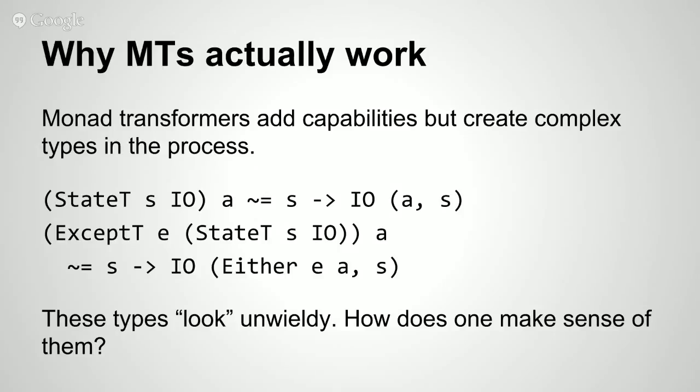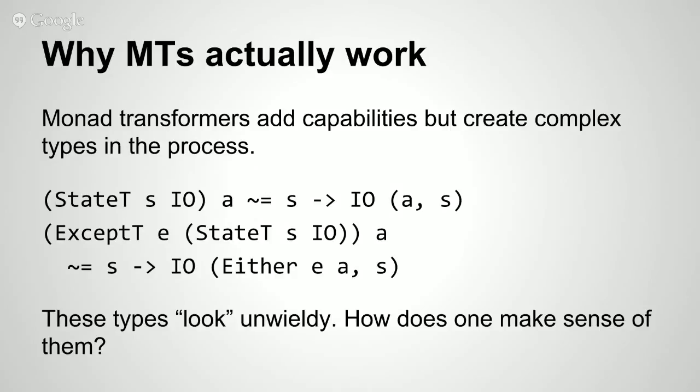So for example, we might want to wrap StateT S around an IO. We're saying, okay, this is IO, but it also has access to this in-program state of type S. And then you get S arrow IO, A pair S. And that kind of makes sense. I mean, it's a Kleisli arrow. So you're saying, okay, given a state, I'm going to do some IO and return an A and the updated in-program state. You wrap an ExceptT around it, and you get S arrow IO Either E (A, S).